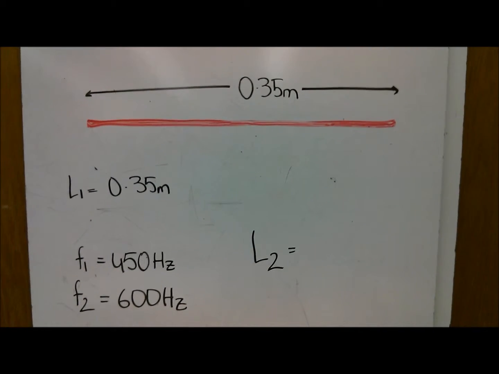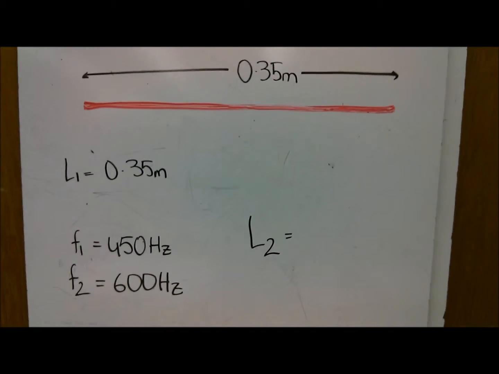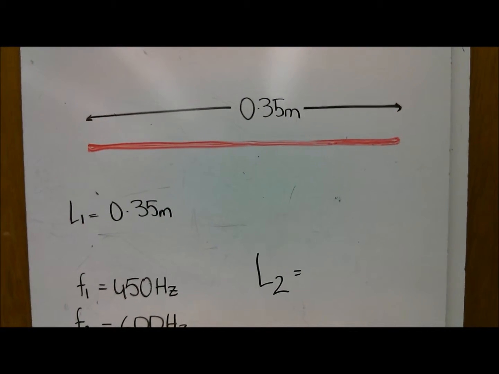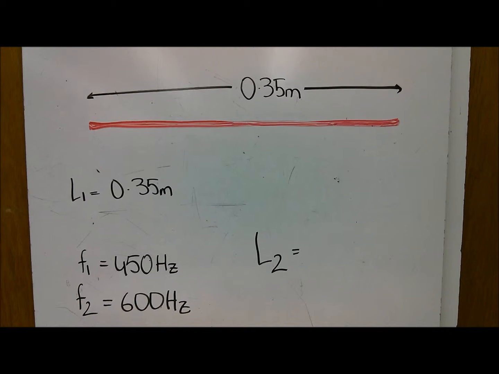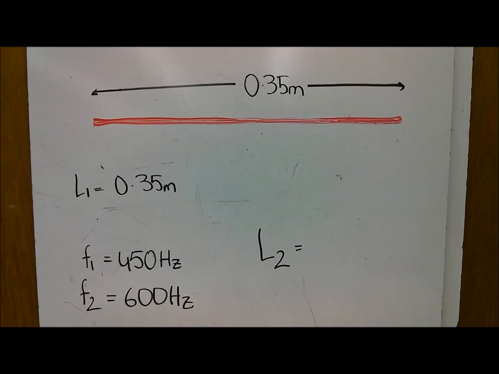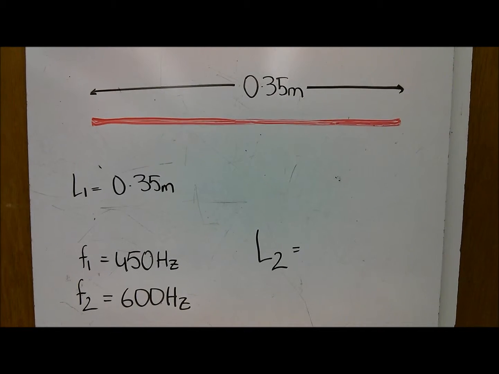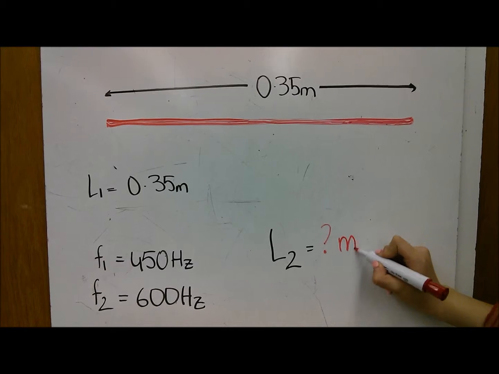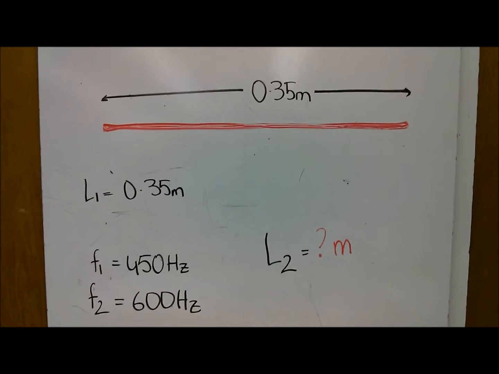Let's do an example problem. If we have a string with an original length of 0.35 meters and a frequency of 450 Hz, and we want the new frequency to be 600 Hz, what length of the string is desired? In our pictorial representation, we label all of our given information directly from the question with proper units and state that we must find length 2 in meters.